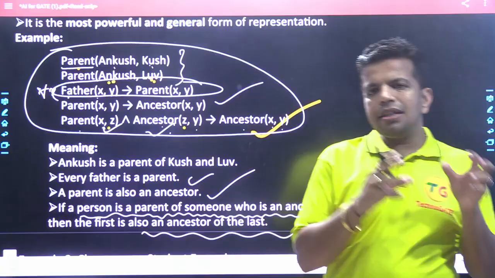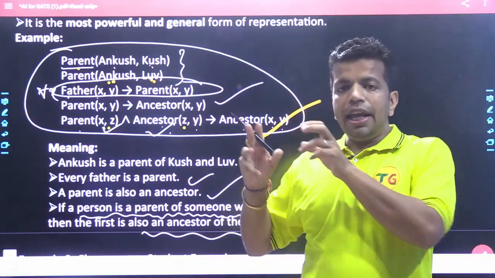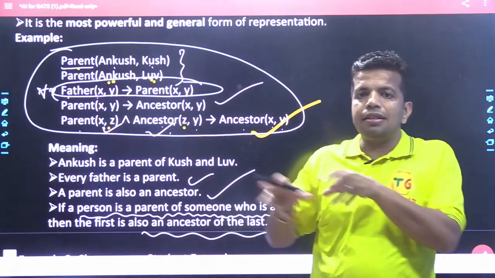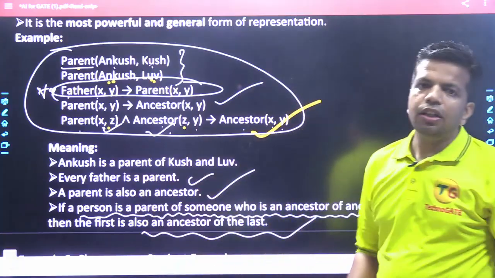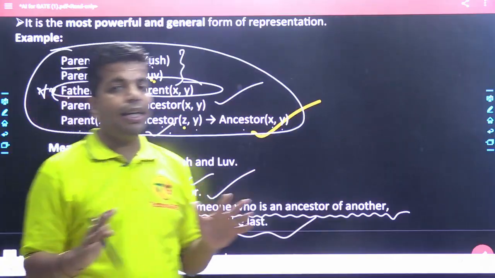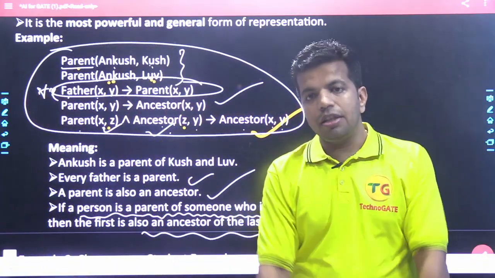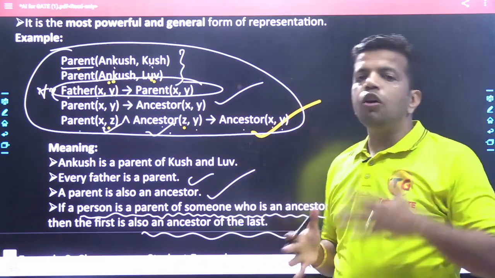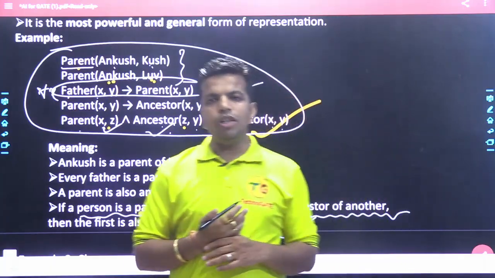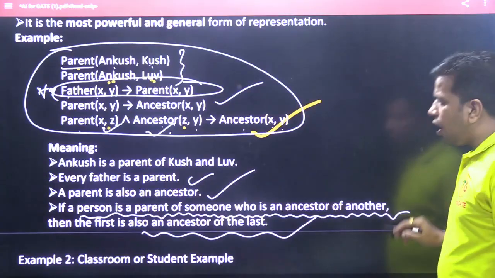Suppose Ram is parent of Raj, and Raj is ancestor of Ravi. That means Ram is ancestor of Ravi. So that is the representation of knowledge using first order predicate logic. That is the most powerful way to represent your knowledge. Whenever an agent wants to represent its knowledge, it can use any one of them. But the fourth one, the last one, is very important and the most powerful technique.